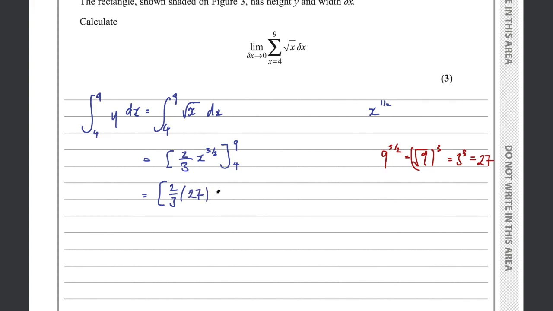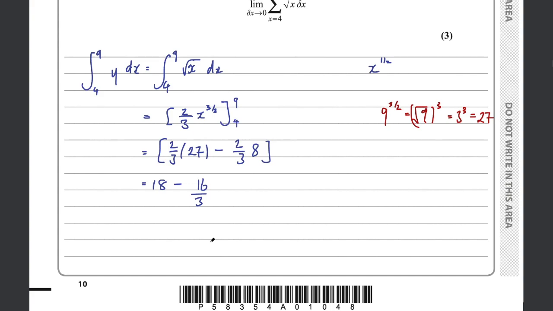27, and then I want to subtract plugging 4 in. So again, I would do the square root of 4, which is 2, cubed would be 8. So 2 on 3 times 8. And then evaluating this, 27 divided by 3 is 9, times 2 is 18. Subtract 8 times 2, which would be 16 on 3. So I guess that's the easiest way to write that.